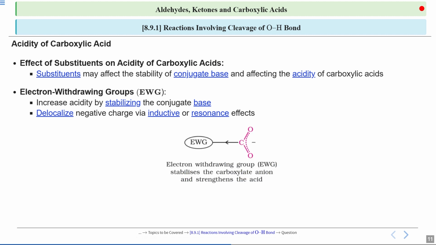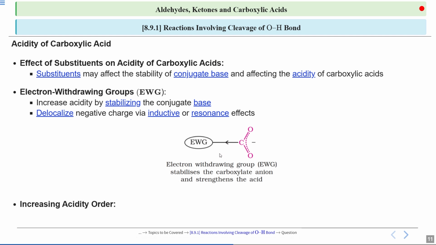So if you look at this particular image, if an electron withdrawing group is attached to this carboxylate anion, this electron withdrawing group stabilizes the carboxylate anion and it strengthens the acid. So it increases the acidity by stabilizing this conjugate base. And you can see that here it will delocalize the negative charge by the inductive or the resonance effect.